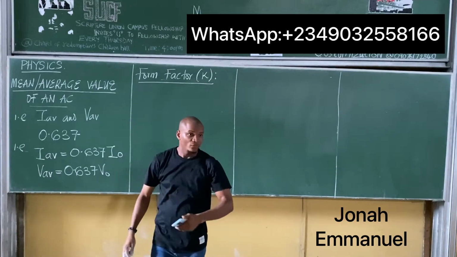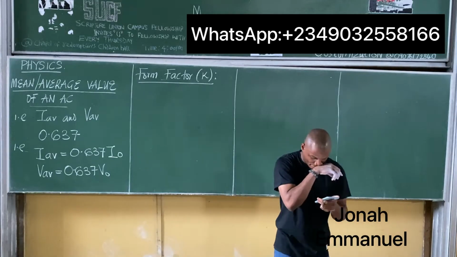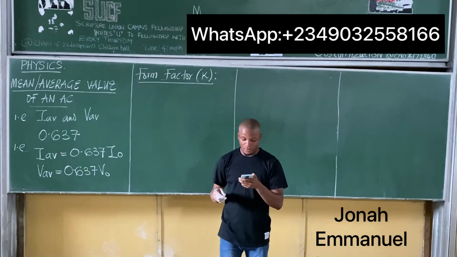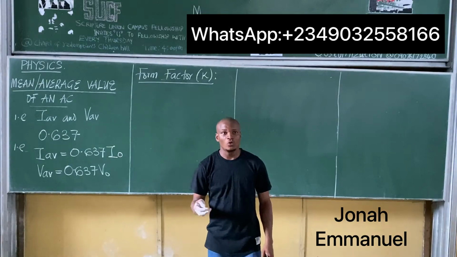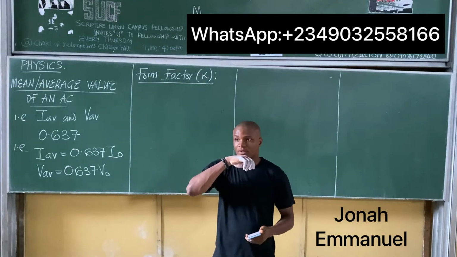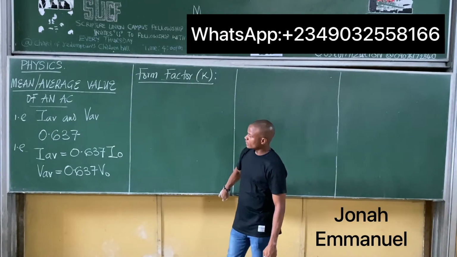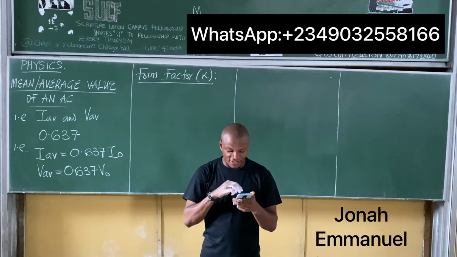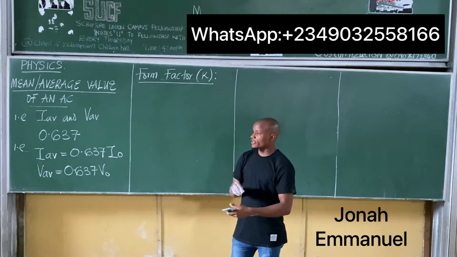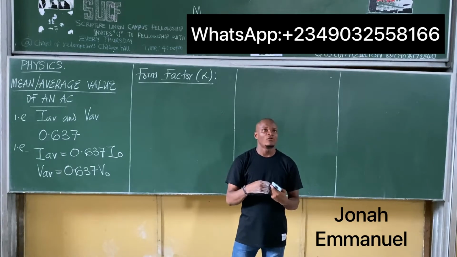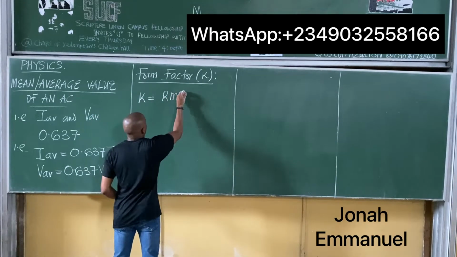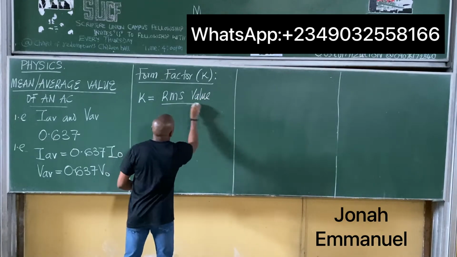Form factors. This is the ratio of the RMS value to the average value. Whether for current or voltage, form factor is a constant, it's the same value. We said form factor K is equal to RMS value all over average value.